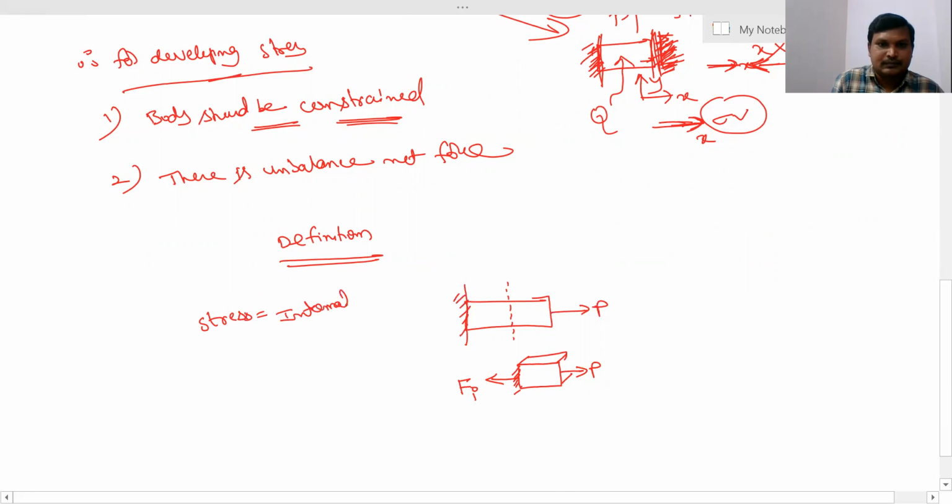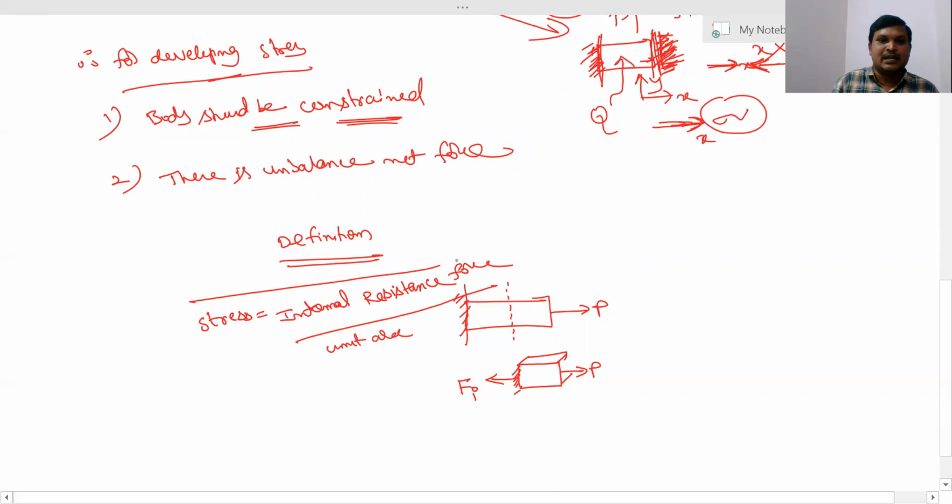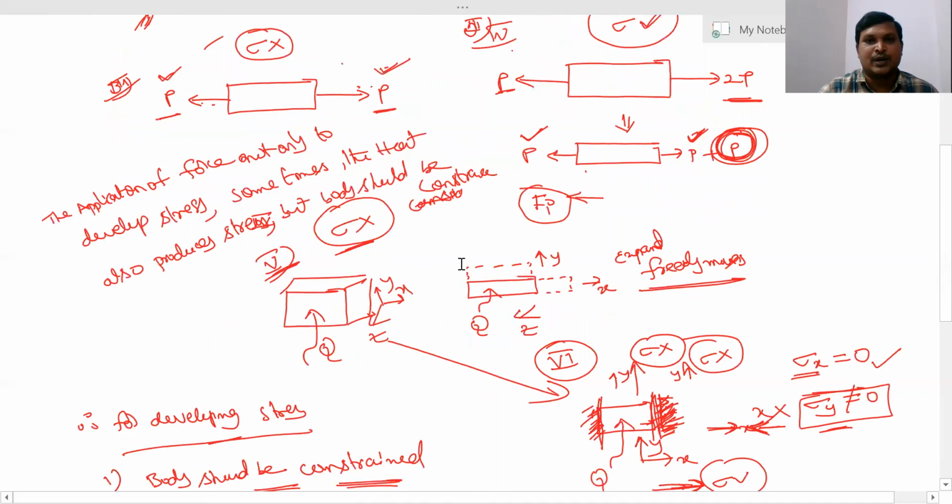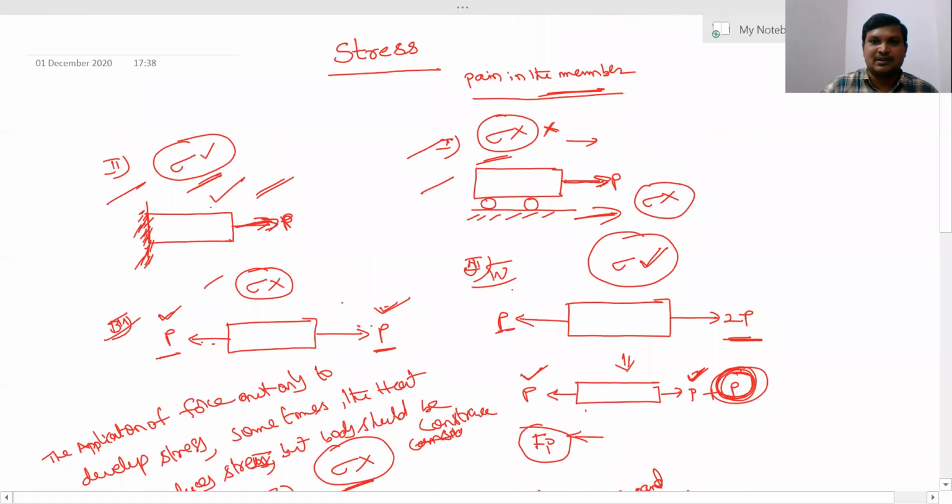Therefore, stress is equal to internal resistance force per unit area. So internal resistance per unit area is called stress. In many books, it says that stress is nothing but force per unit area. But in the first case, what you observe is that even though there is a force, there is no stress, because stress is nothing but internal resistance force per unit area.